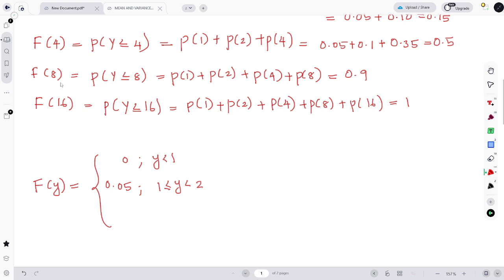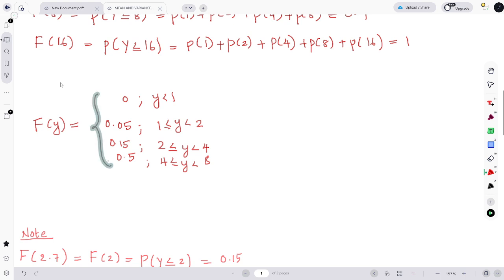Now next is 0.15 when 2 less than or equal to y less than 4. Then next is 0.5 when 4 less than or equal to y less than 8. The next is 0.9 when 8 less than or equal to y less than 16. Then 1 when y is greater than or equal to 16.